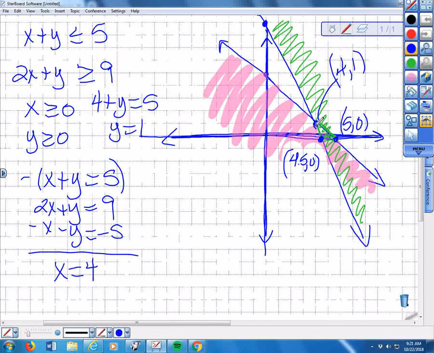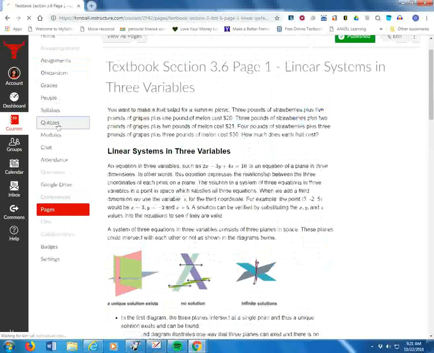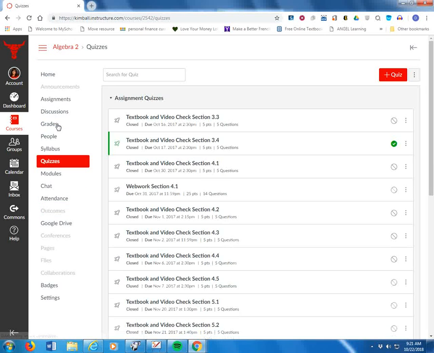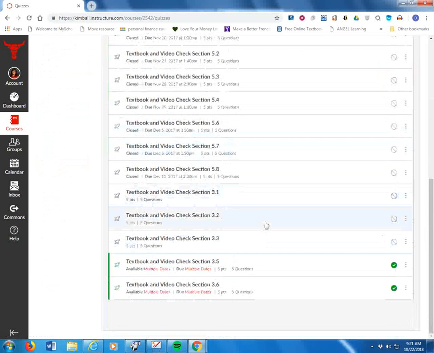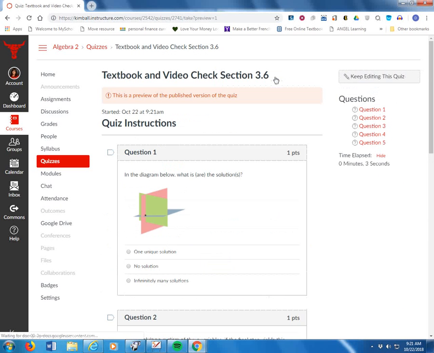Let's go through the textbook check now. You're not going to do a quiz over 3.5 to 3.7? Nope, we're just going to take a test.